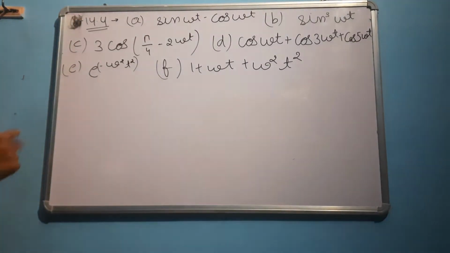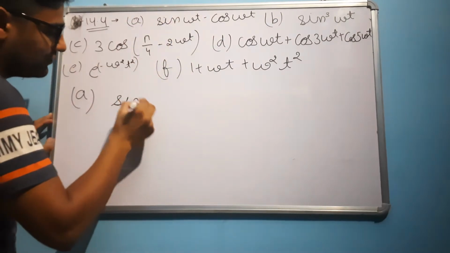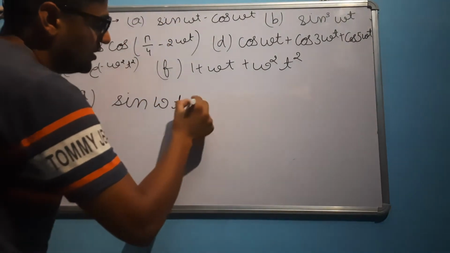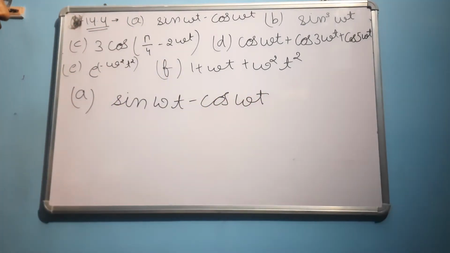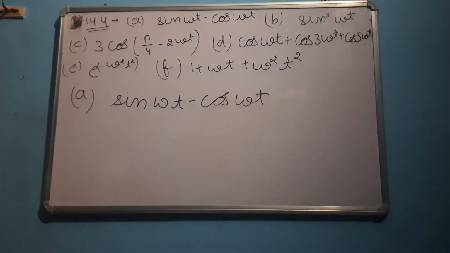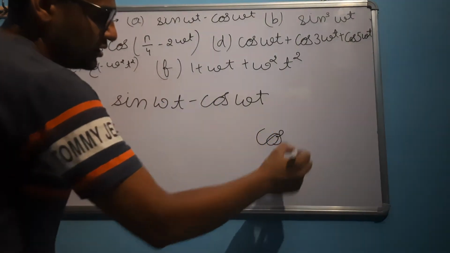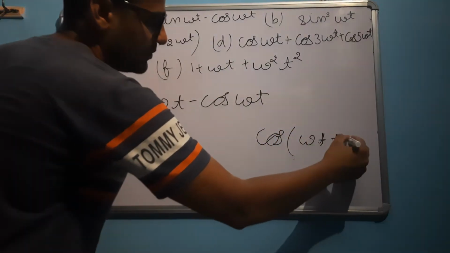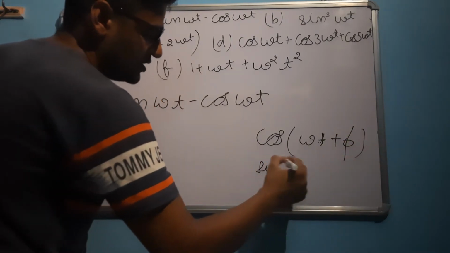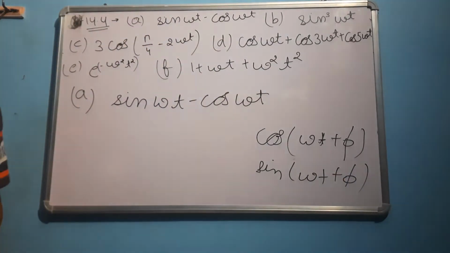What is the first part? Our first part is A, that is sin omega t minus cos omega t. These are two separate entities. We need to combine them so that we can tell whether this is simple harmonic motion or not. For simple harmonic motion, the function should be in the form cos omega t plus phi or sin omega t plus phi. It should be in this form, as I have told.